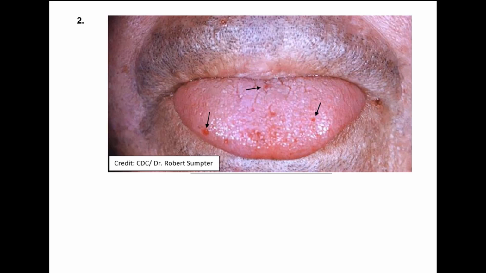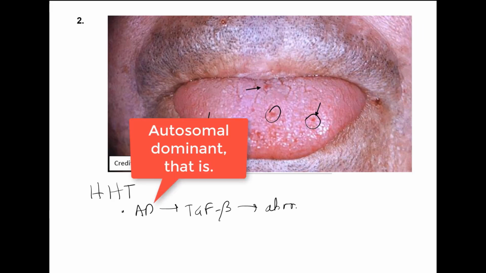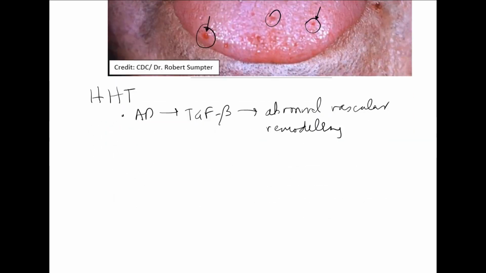The characteristic finding here is of small vascular structures in mucocutaneous areas, and this is characteristic of hereditary hemorrhagic telangiectasia, which went by the eponym of Weber-Rendu-Osler disease. This is an autosomal disease in which abnormal TGF-beta results in the formation of abnormal vascular remodeling. This gives two different abnormal vascular structures.